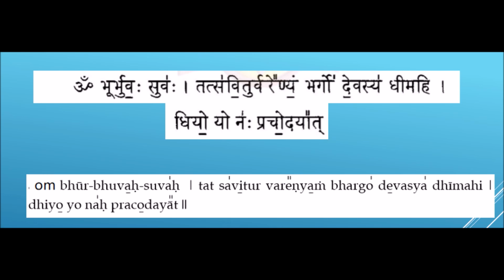For example, let me just give an example to this. Tat Savitur Varenyam Bhargo Devasya Dhimahi. Now, the Yam should come in a middle pitch only if the continuation is stopped between Varenyam and Bhargaha. So if it is continuous, you bring the Yam in a lower pitch. So this is what we are going to follow here. We are going to give this whole verse as a continuous recitation. Tat Savitur Varenyam Bhargo Devasya Dhimahi.